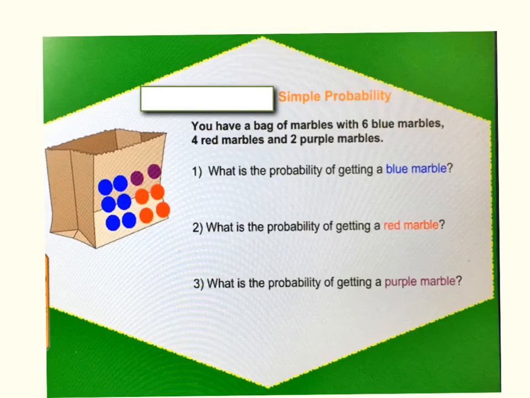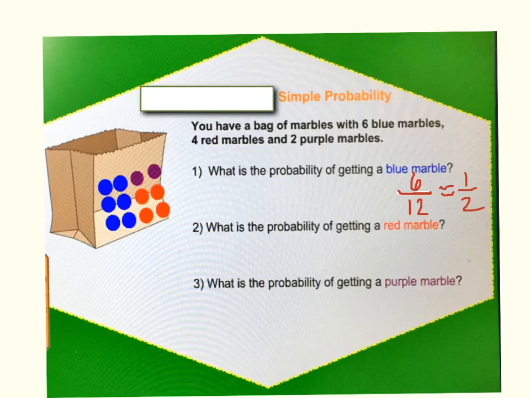Well, there are a total of how many marbles altogether? There is a total of 12 marbles. And how many of them are blue? 6 of them are blue. And of course, we always reduce our fractions, so this would be 1/2.